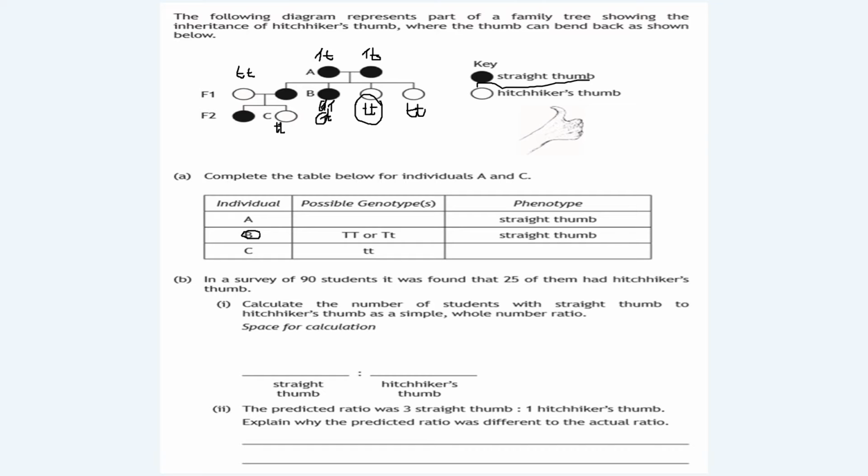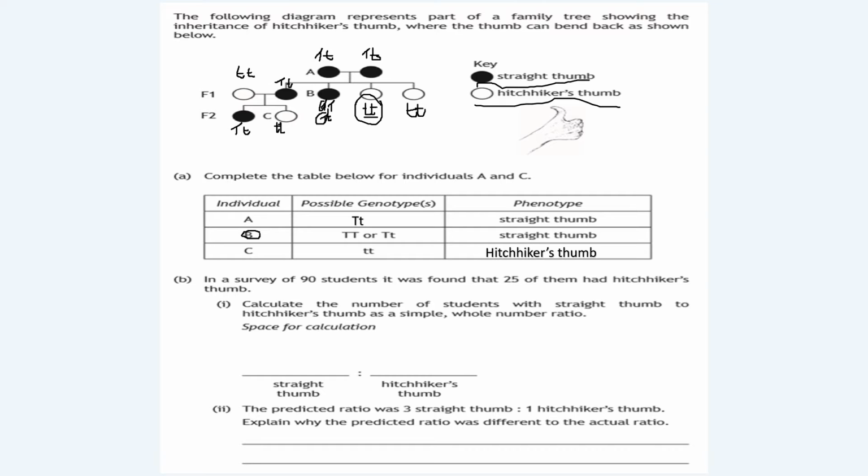So that would mean this one would be big T, little t, and then this one would be big T, little t. So we can now fill out what A's possible genotype is, which would be big T, little t, and we can figure out what C is, because it's a white circle, so it's going to be hitchhiker's thumb. So we've got small t, small t, and hitchhiker's thumb. So well done if you managed to get that correct so far.